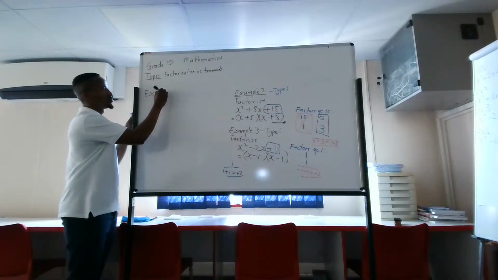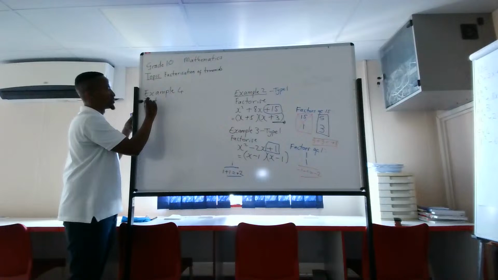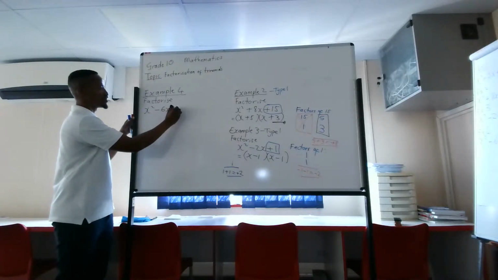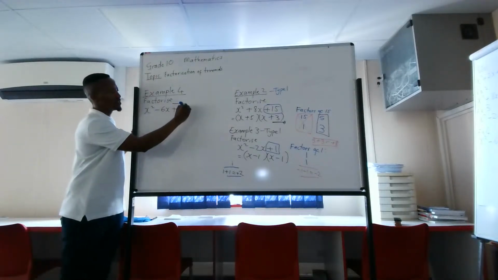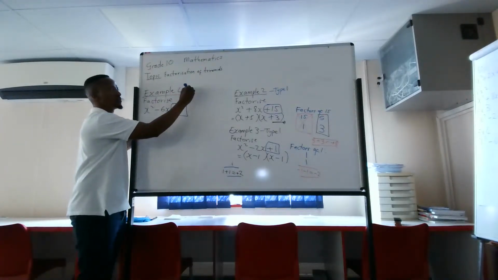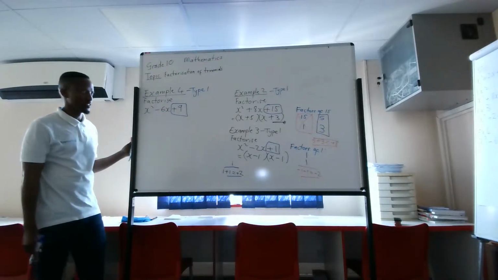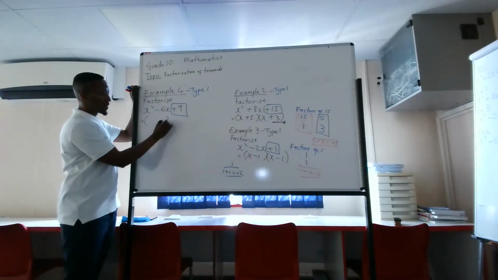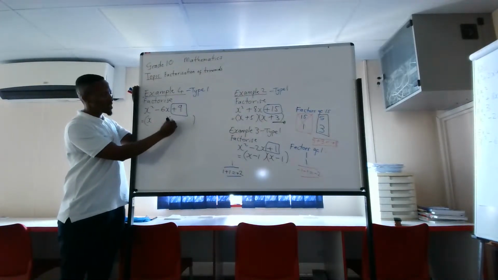Example 4, factorize x squared minus 6x plus 9. We check the last term. Our last term is positive. We are still busy with type 1 of the trinomials that we discussed. Now let's factorize our trinomial. We have x squared. We will now have x and x.